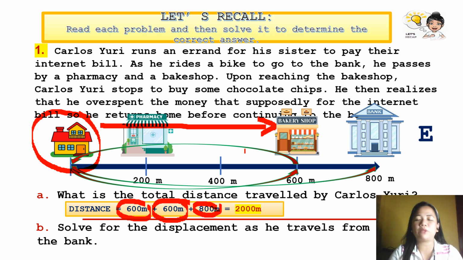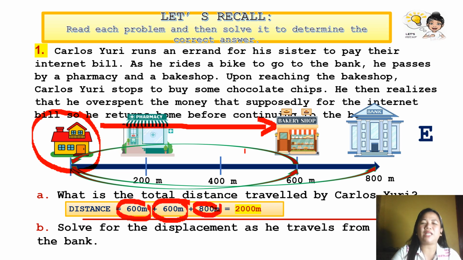So, we're going to put 600 meter for distance. Pero pagdating kay displacement, ilalagay nyo 600 meter plus the direction. So, going to the east. So, yun ang magiging direction ng path ni Yuri, if nag-travel siya in one dimension.